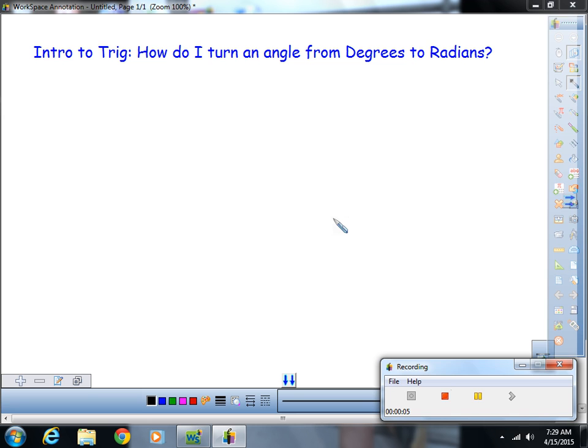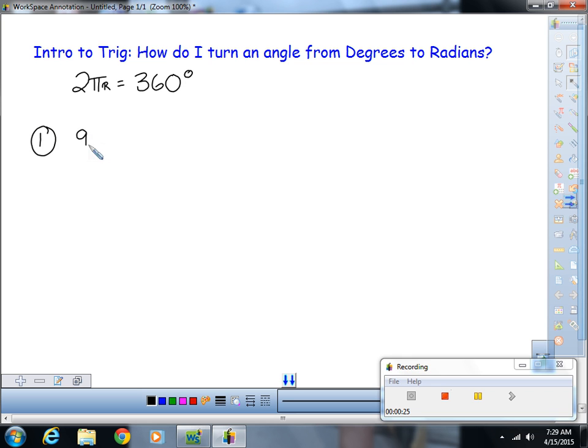We're going to be turning angles from degrees to radians. If you forget the rule, you should just use a proportion. Remember that 2 pi radians is equal to 360 degrees. So maybe the question would be, how many radians is 90 degrees?